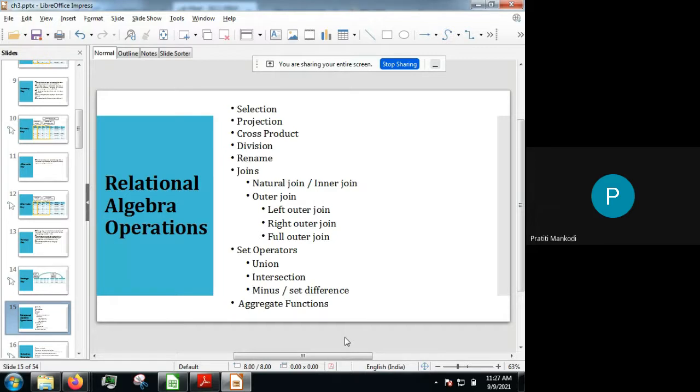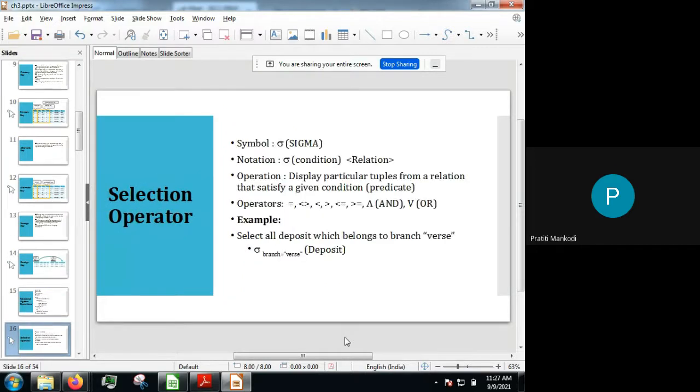Let's start with the most easiest and basic operation. Selection operation. The symbol, see, it's an algebra. That means it will be full of notations. As you have A plus B, so plus is a notation for addition. Similarly, selection, the notation is sigma. Sigma, not that summation sign, it's sigma. Which type of alphabet it is? Greek alphabet, right? That is sigma. Notation is this. What is the syntax?